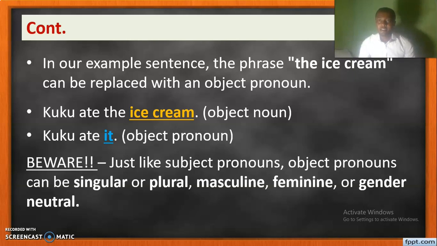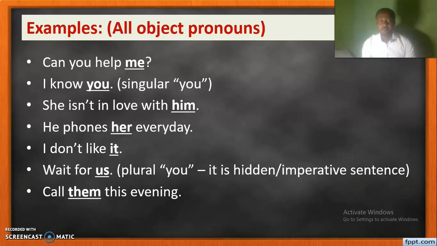Again, there is another thing you need to be careful about. Just like the subject pronouns that we discussed in the last episode, object pronouns can be singular or plural, masculine or feminine, or gender neutral. So all the rules we discussed last time apply here too in object pronouns. These are the examples that you get.